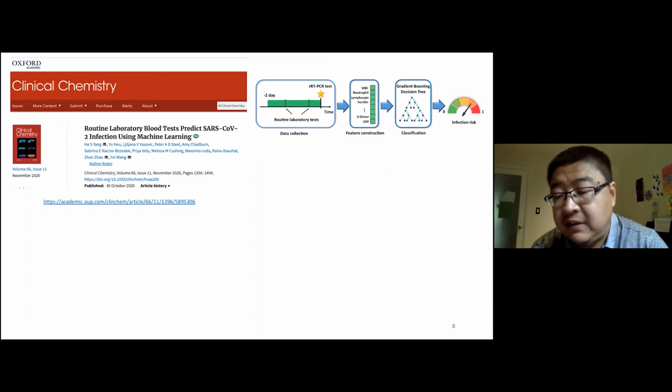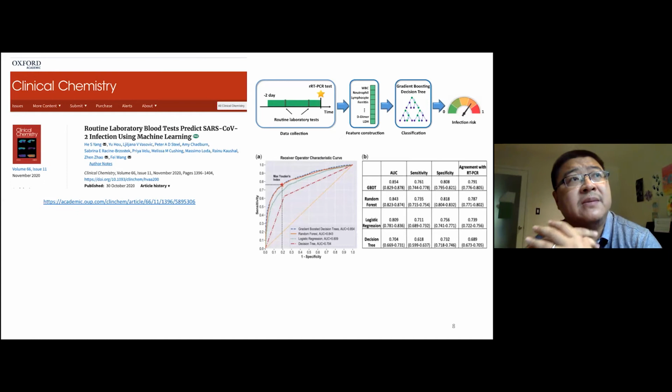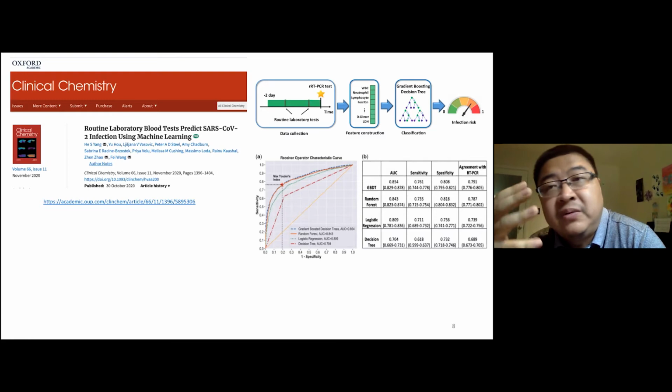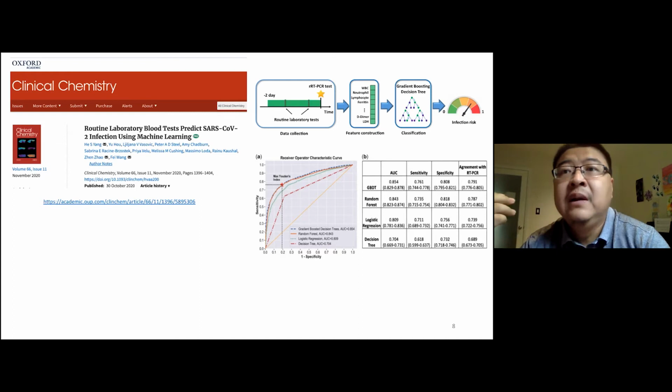And this is kind of the result. We can see it achieves a fairly good prediction accuracy in terms of areas under the curve, sensitivity, specificity, and so on. This means that this routine blood test, the profiles captured within 2 days before the actual RT-PCR tests, is indicative or predictive of the actual SARS-CoV-2 infection status.